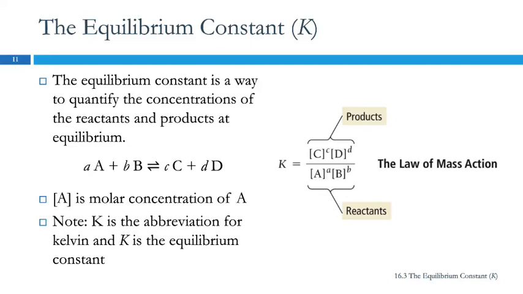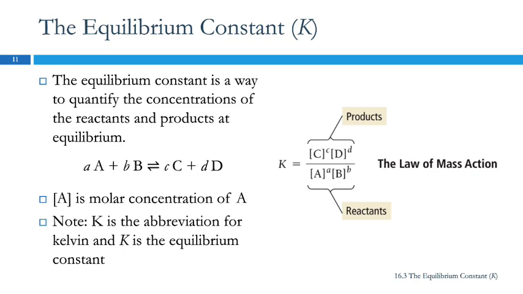So tonight we're going to talk about the equilibrium constant. And this is what we use to quantify the concentrations of reactants and products at equilibrium. Remember, equilibrium is where the rate of the forward reaction is equal to the rate of the reverse reaction. It does not mean that the concentrations are equal.